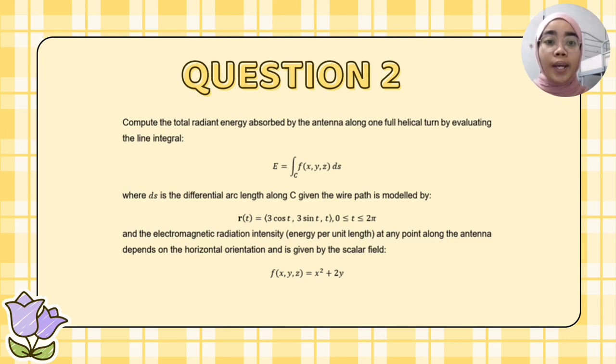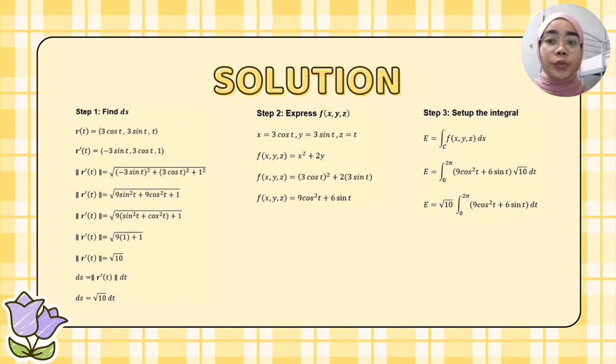For the solution, step 1 is to find ds. The vector r(t) is given, so we differentiate the vector r(t) to get r prime t, and then take the magnitude of r prime t, as ds is equal to the magnitude of r prime t dt. So we will get ds equal to root 10 dt.